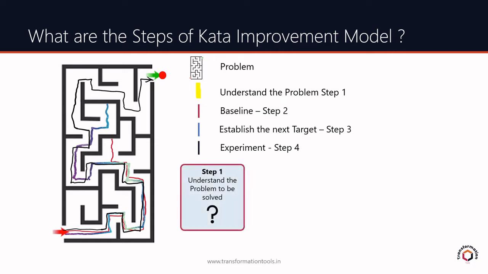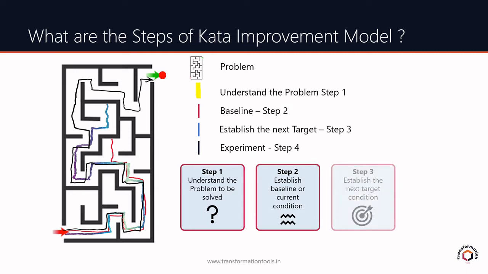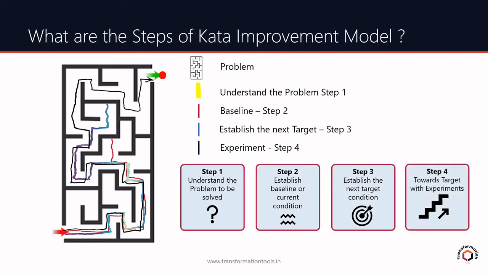So what are the steps in the Kata improvement model? Step one is to understand the problem to be solved. Step two, establish the baseline of the current condition. Step three, establish the next target condition. And step four, move towards the target with experiments.